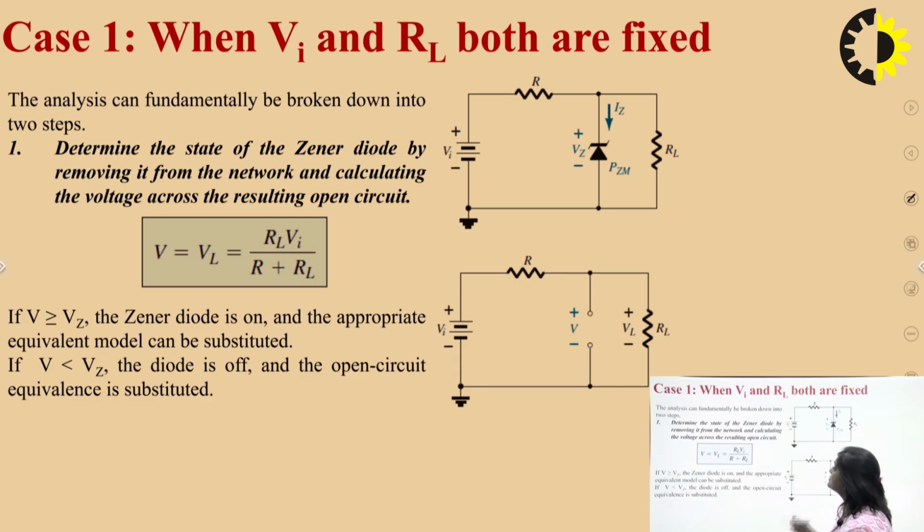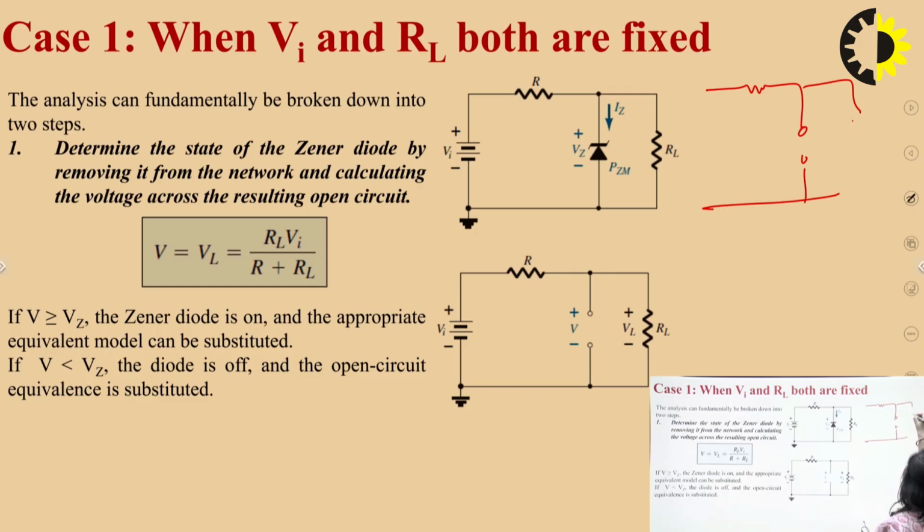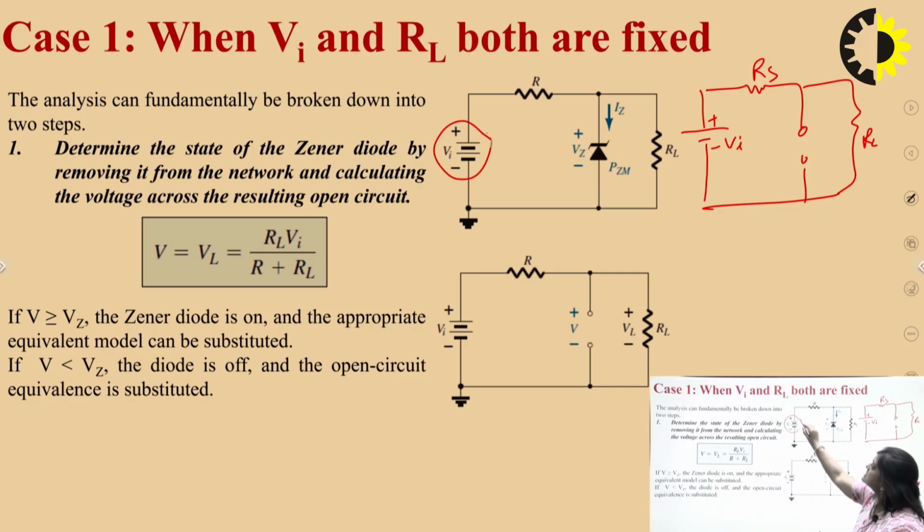So this is case 1. In case 1, this is the circuit. This is our zener, and this is the load resistance RL. This is the input voltage plus minus Vi, and this is the series resistance. So I have to find the voltage. Due to this input voltage, there will be a voltage across this zener, that is called V. Now I have to find the value of this V.